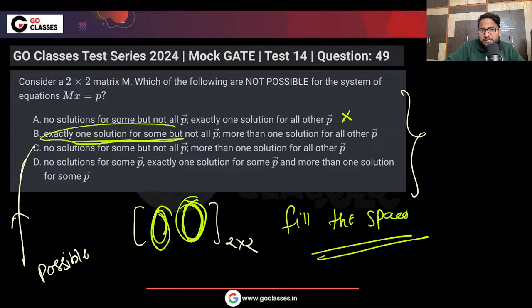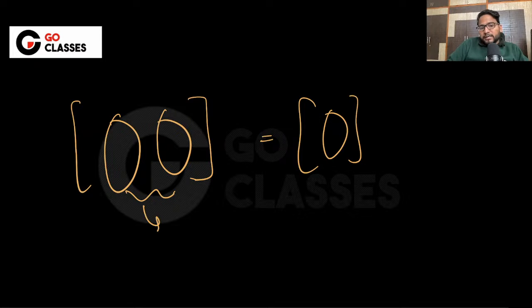Exactly one solution for some P means linearly independent, but not all P. These are linearly independent, by the way, and they are saying more than one solution for other P. If these are linearly independent, then how can there be more than one solution, right? Linearly independent means exactly one solution. If we are having two vectors in R2 producing just one vector in R2, and you are saying exactly one solution, it means you're filling the space. These are linearly independent, filling the space, and everything is fine, right?